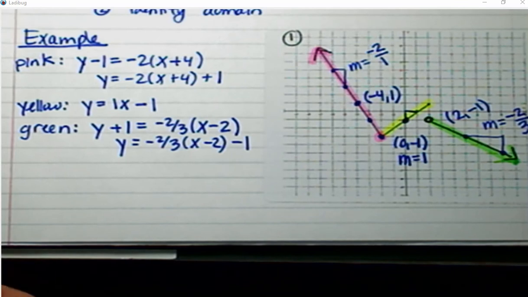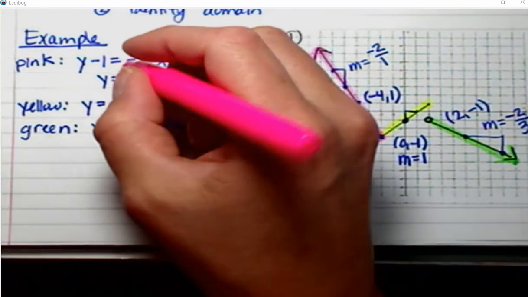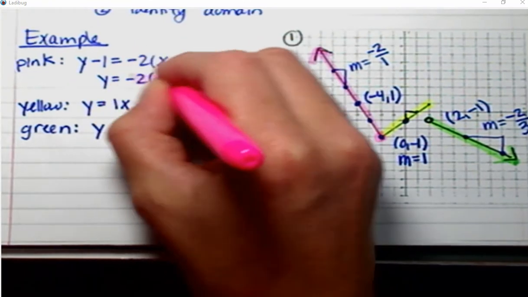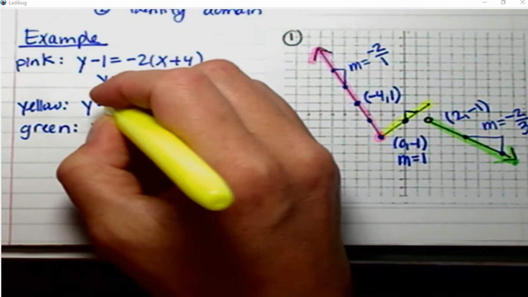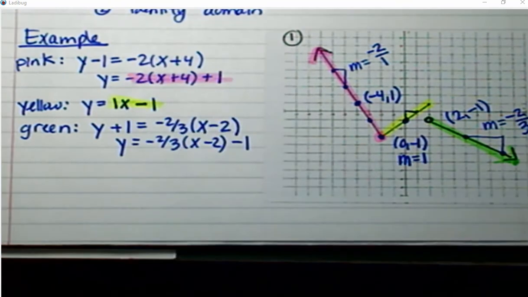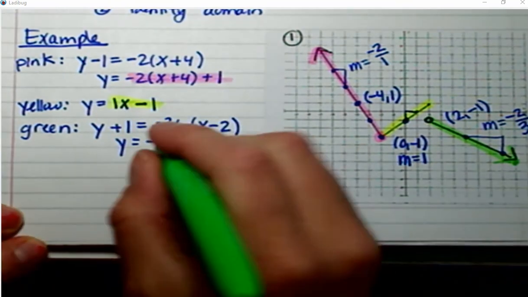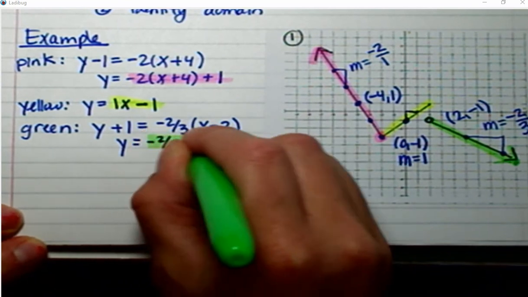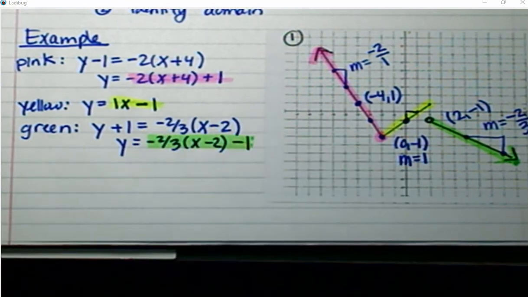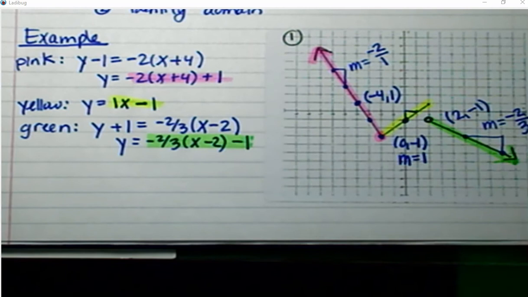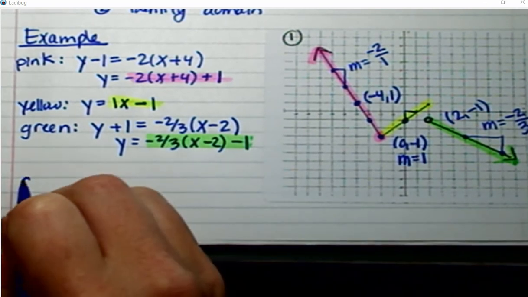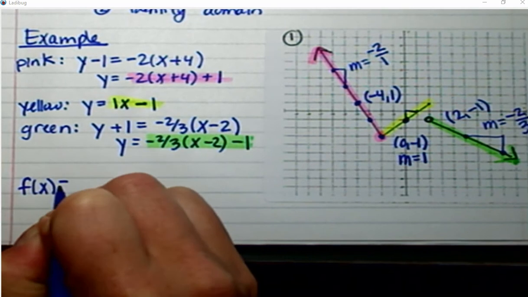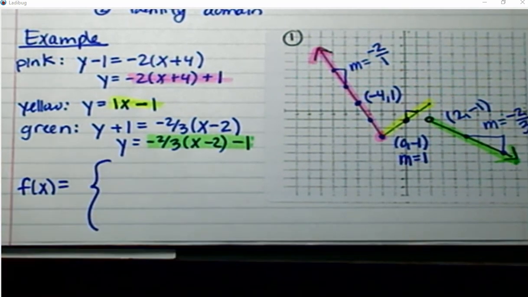Time to put it together. So I've got the pink part, there's the pink. Here's the yellow. And here's the green. It's kind of like 3 problems in one because you had 3 different equations that you were writing. So now I need to put it into the correct format. y equals, curly brace. I like to go left to right.